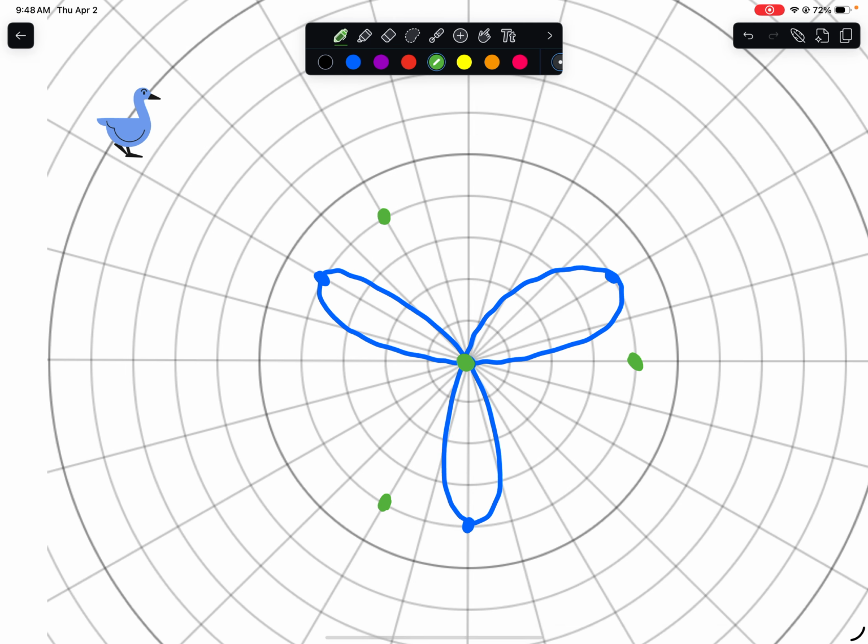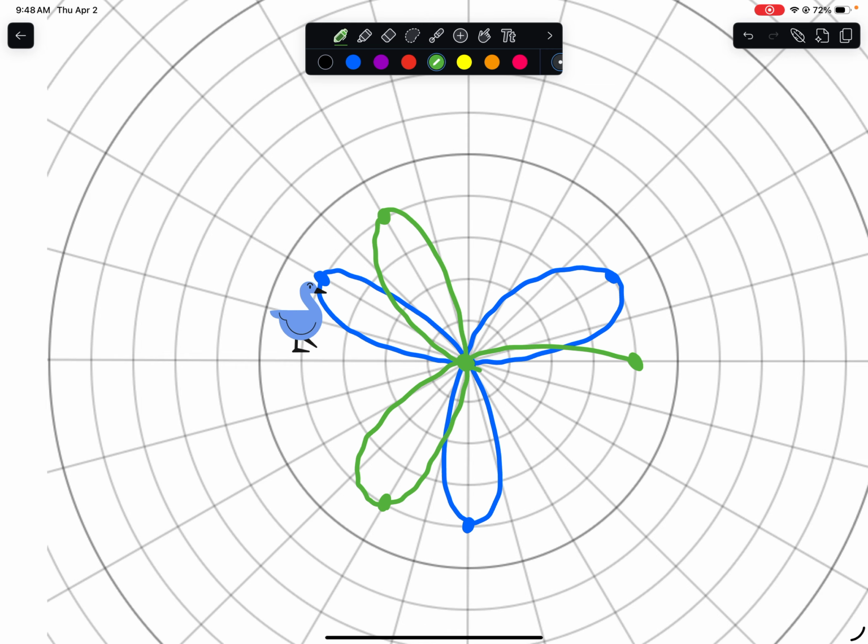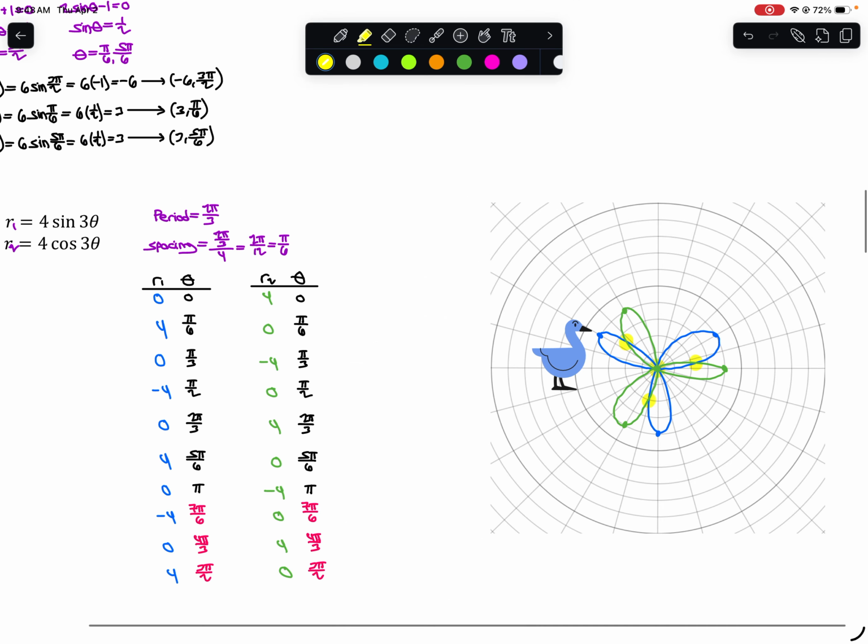Okay, so my rose is going to go something like, terrible, something like that though. Okay, so when I look, I can see we are going to have a point of intersection at the pole. We're going to have a point of intersection over here in quadrant 1. We're going to have a point of intersection over here in quadrant 2. And then we should have another one over here in about quadrant 3. So we should have about 4 solutions.